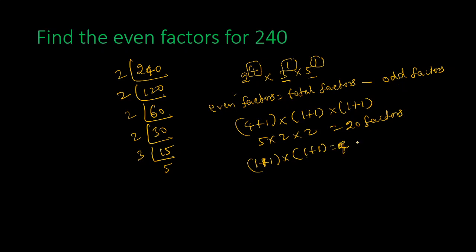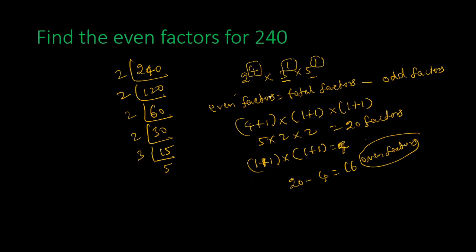So altogether, what is the number of even factors here? It is based on this formula: 20 minus 4 is equal to 16 even factors. So according to the problem, we have 16 even factors. But understand that it is not confined to 16. Now we will take another method to solve this.